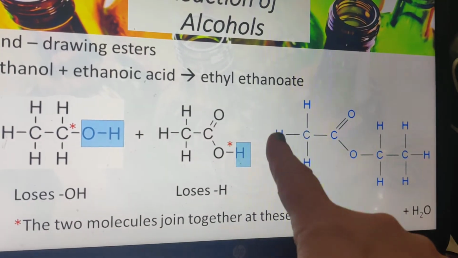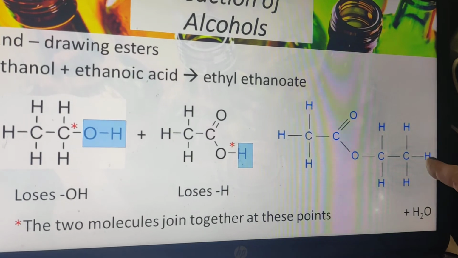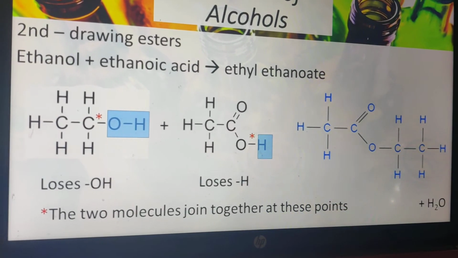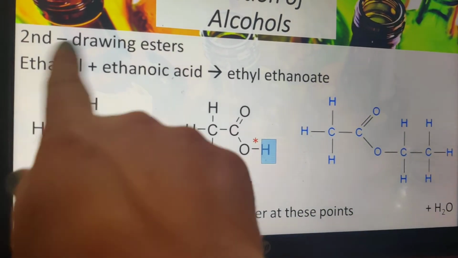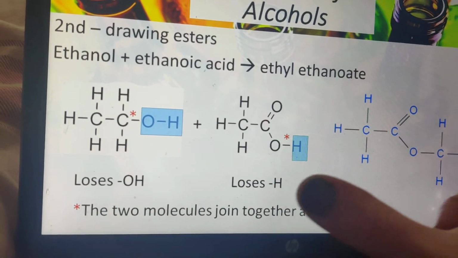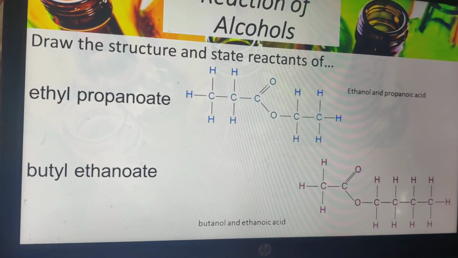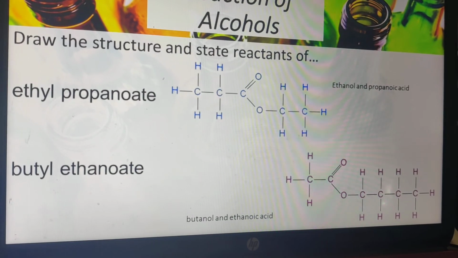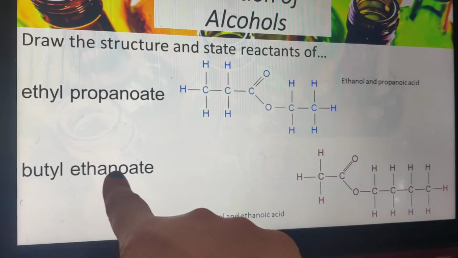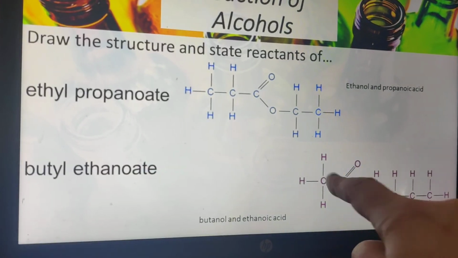And there you can see you've got what was left of your carboxylic acid and your alcohol. It's ethyl ethanoate. And it's the same. It wouldn't matter. You could have the most complicated looking alcohol and carboxylic acid, lose the OH, lose the H, join them together. That's all that happens. So, ethyl propanoate. There you've got your 3 carbons for propanoic acid, and butyl ethanoate. 4 carbons were in your butanol originally, and ethanoic acid.